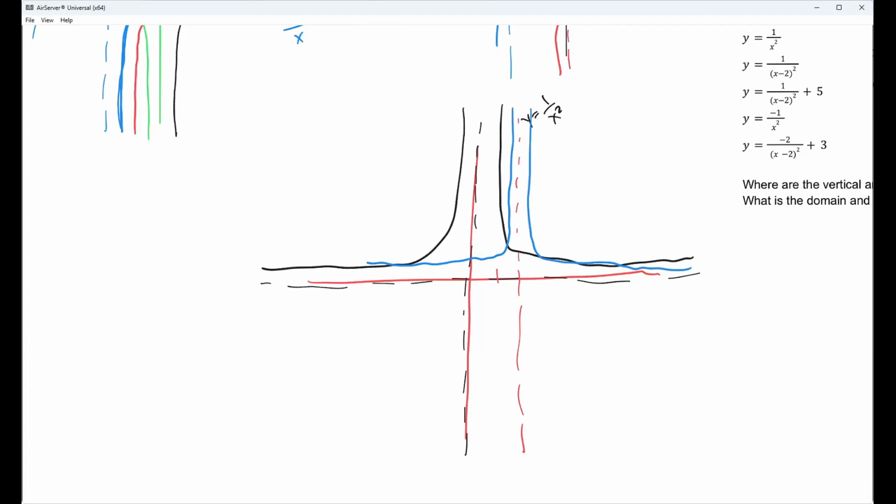What does the plus 5 do? It moves it up 5. So this graph right here is going to go up 5. You guys see this? And the asymptote is going to be y is equal to 5.